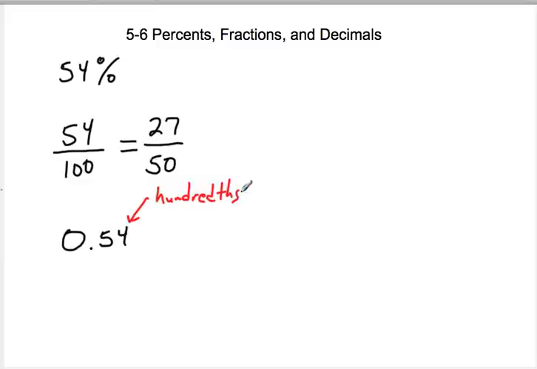All right. So let's try some more. If you want to write 4% as a fraction, 4%, that will equal 4 per 100. And then you want to reduce it. Both these numbers are divisible by 4, so we get 1 over 25.